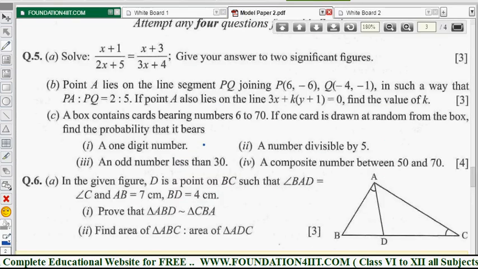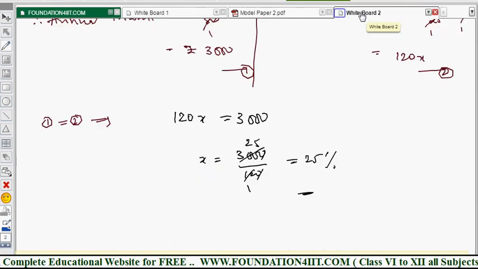Next one. Point A lies on the line segment PQ joining P (6, minus 6) and Q (minus 4, minus 1) in such a way that PA is to PQ is 2 is to 5. The section formula will apply to find out the point A. Then A also lies on the line 3x plus k into (y plus 1) is equal to 0. Then find the value of k. First let us find out the point A.